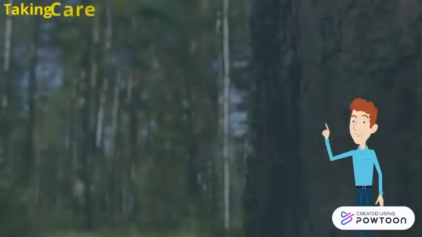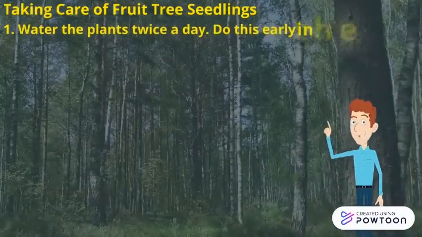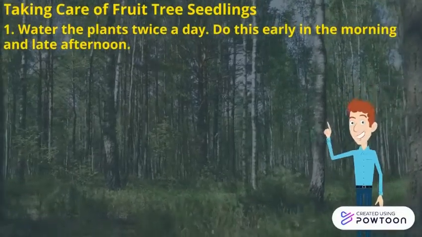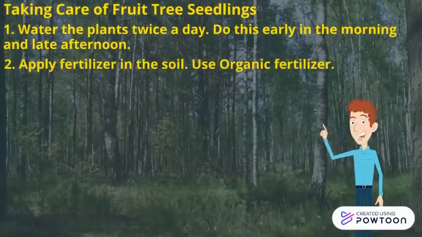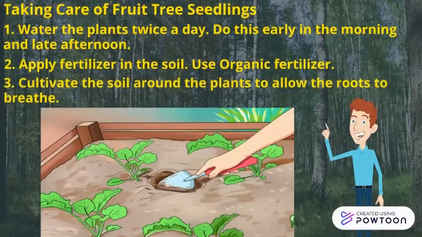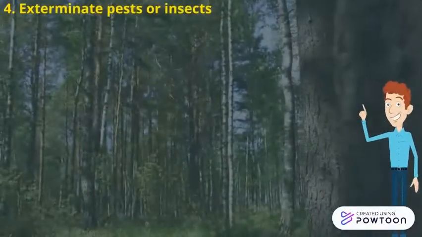Taking care of fruit tree seedlings. Number 1. Water the plants twice a day. Do this early in the morning and late afternoon. Number 2. Apply fertilizers in the soil. Use organic fertilizer. Number 3. Cultivate the soil around the plants to allow the roots to breathe. Number 4. Exterminate pests or insects.